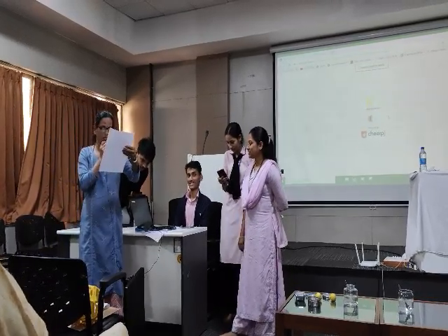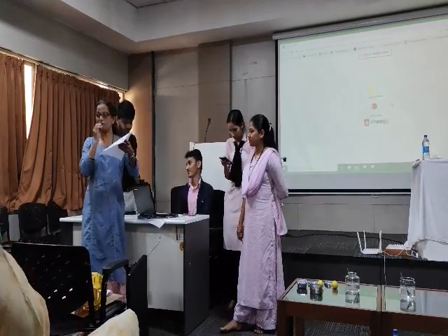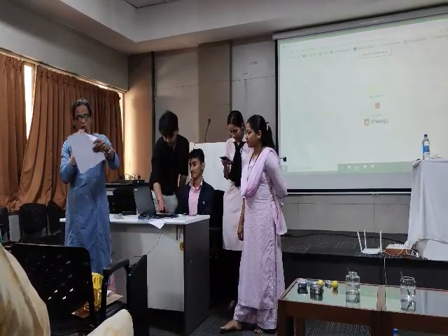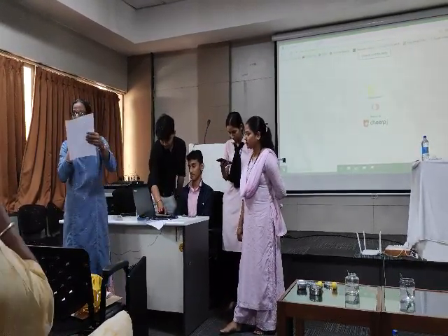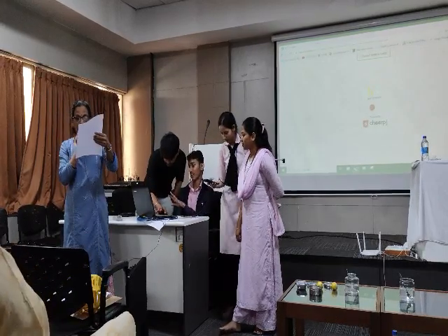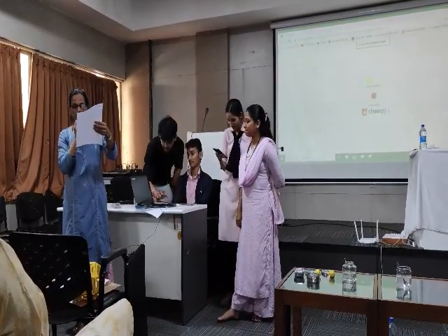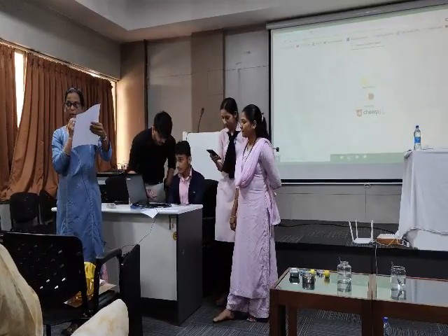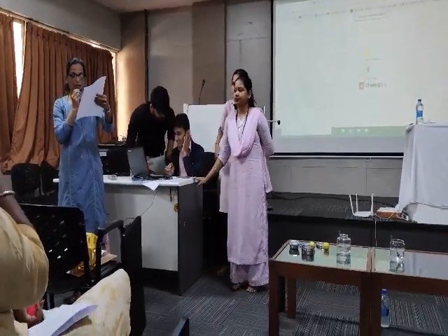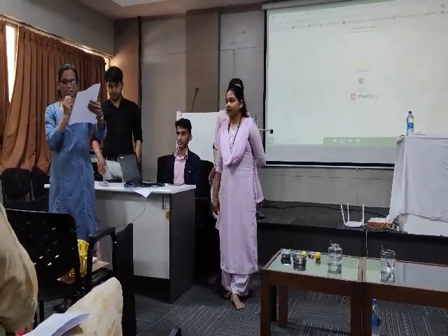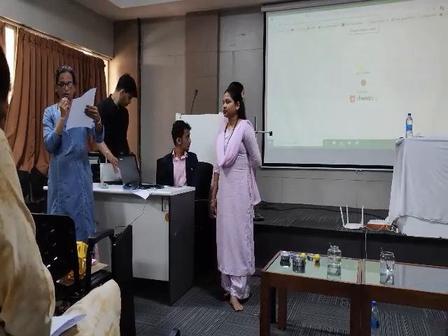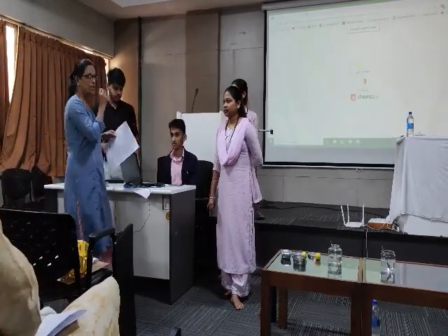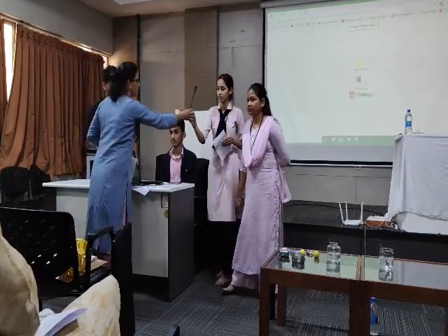The hypothesis. We have derived two hypotheses from the simulation. The first hypothesis goes like this: the amount of solute used in beaker A is less than in beaker B. Second, the temperature in beaker A is higher than the temperature in beaker B. The conclusion will be shared by my colleague.